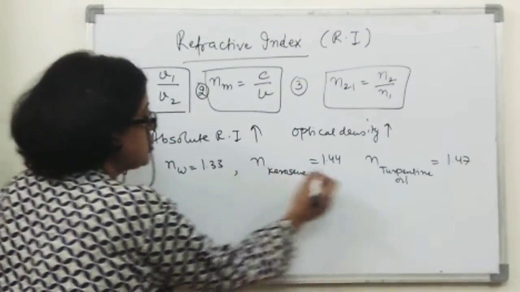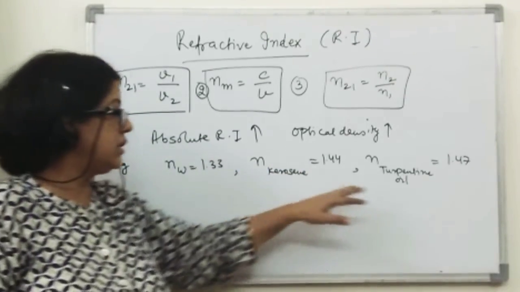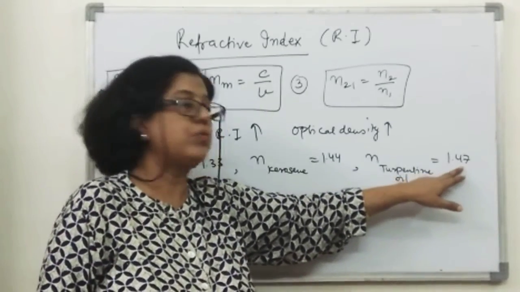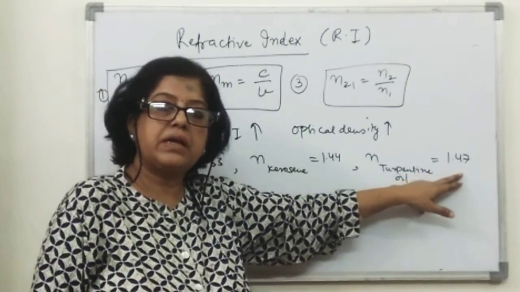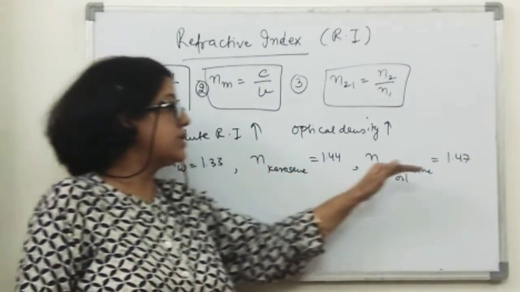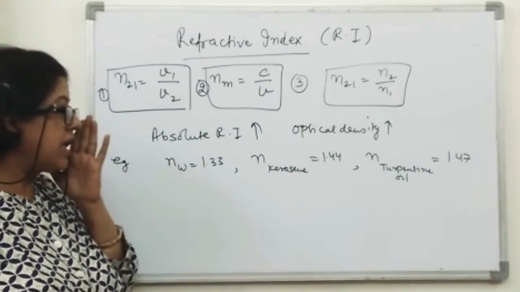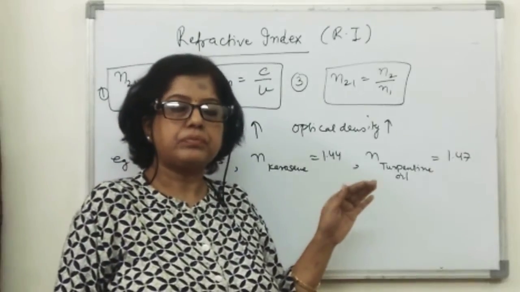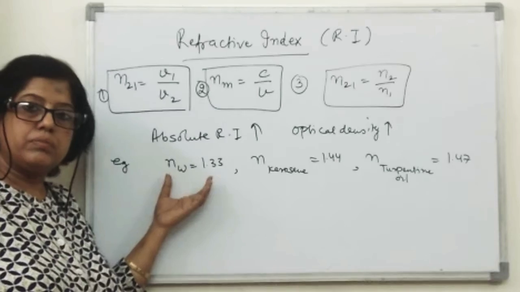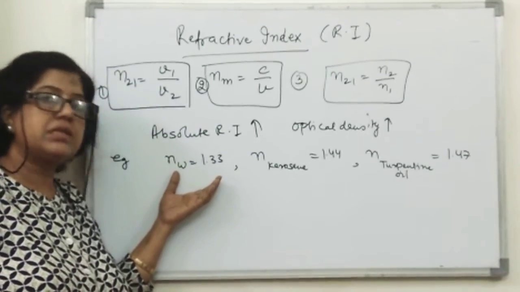So if we compare these three values, which one has the highest optical density? Turpentine oil obviously has the highest optical density. It has the highest value of refractive index. Then comes kerosene, and then comes water. That means turpentine oil is optically denser than kerosene, and kerosene is optically denser than water. If we compare, the speed of light will be highest where? In water, because water has the least optical density, so the speed of light will be highest in water.